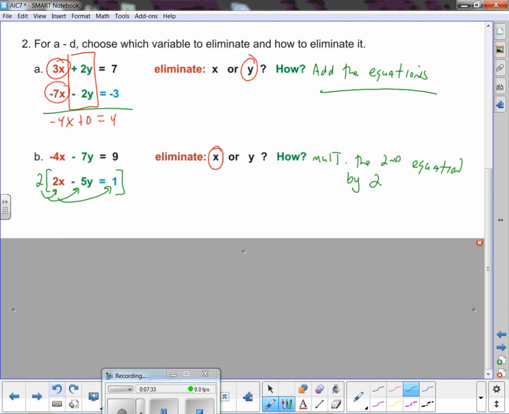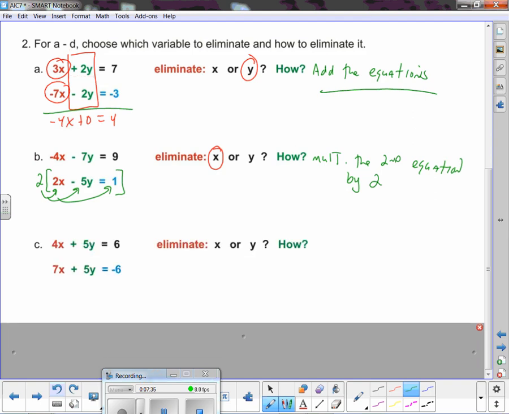Let's do another one. All right, so we take a look at this one. And again, my choice is, do I want to eliminate the x's or do I want to eliminate the y's? So I'm looking at my coefficients. I have a positive 4 and a positive 7. That doesn't look too easy. Positive 5 and positive 5. Okay, they're equal. They're just not opposite. So I'm going for the y's, right? Let's eliminate the y's. How?